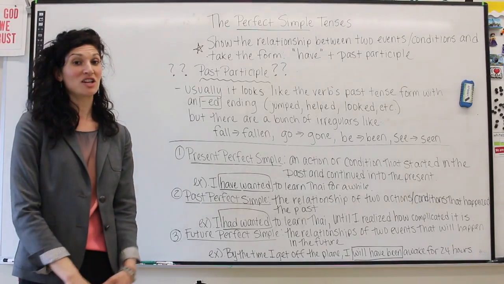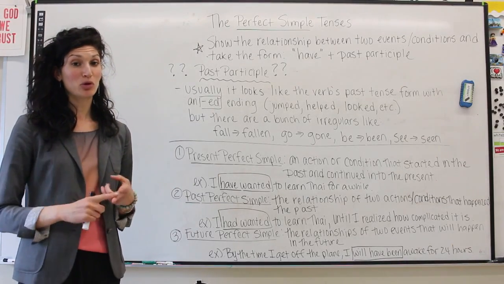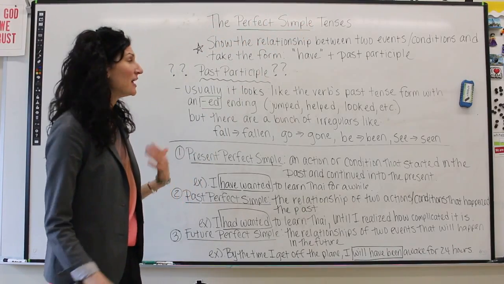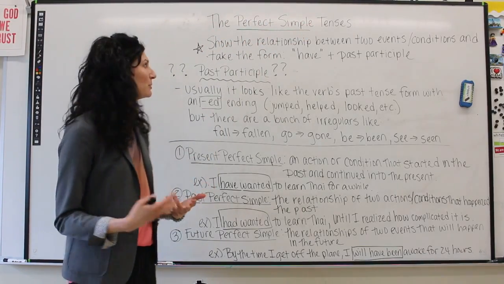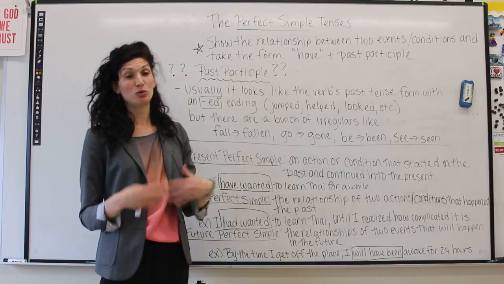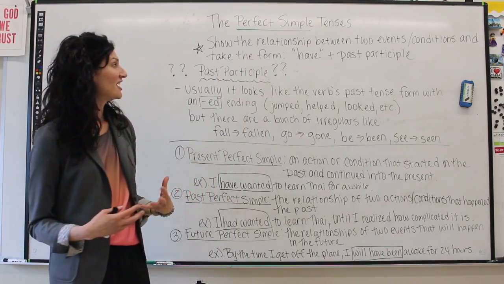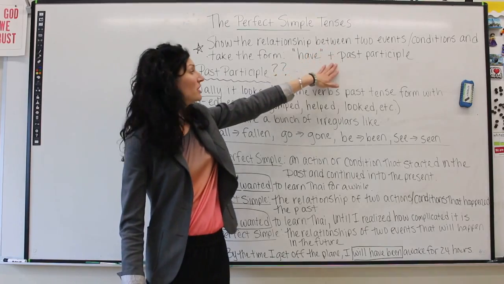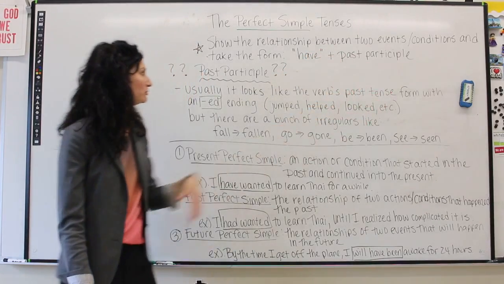Okay, so now that we've talked about the simple tenses and the progressive tenses, let's move on to the perfect simple tenses. Basically, we use the perfect simple tenses to show the relationship between two events or conditions, and it takes the form of have plus the past participle of the verb.